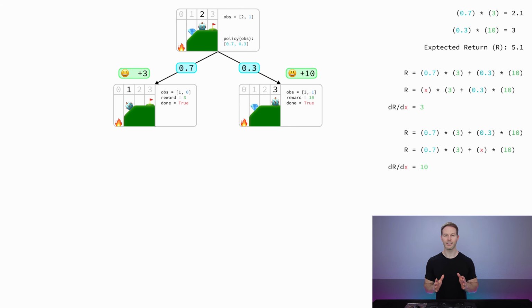So as we saw with this example, when we increase the probability of going right and decrease the probability of going left, we'll increase the expected return at a rate proportional to 7. And we also can get that value just by finding the independent partial derivatives for each of these action outputs and backpropagating that through our neural network. But we still don't know how to find the partial derivatives of these action probabilities just by exploring the environment. So to figure that out, let's go back to the full example.